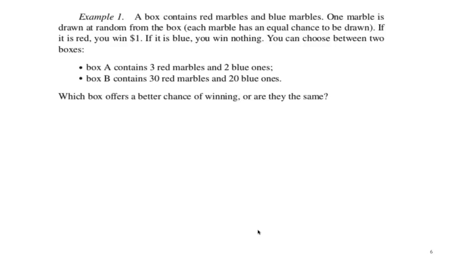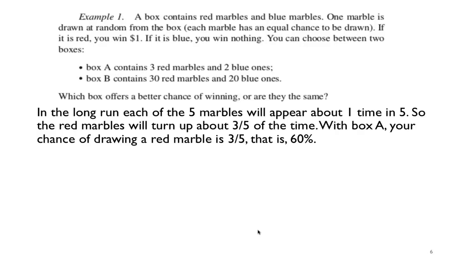The mistake to make here is to look at box B and say, oh, there are a lot more red marbles, so maybe we have a better chance of getting red if there are 30 red instead of 3. But it turns out this is actually the same. The 2 boxes give you the same chance of winning. In the long run, for example, each of the 5 marbles from box A will appear about 1 out of 5 times. So the red marbles will turn up about 3 out of 5 times. So that's 60%.